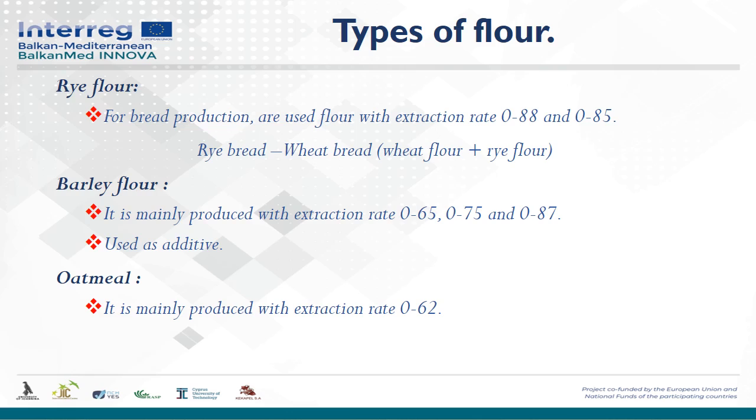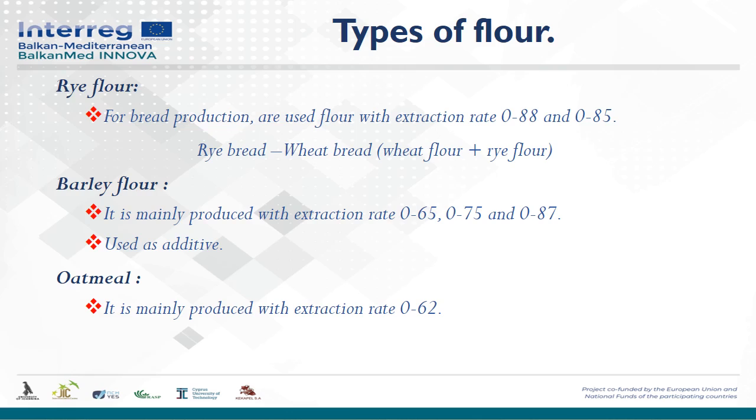Barley flour, while it is not known so much for human consumption, is mostly used for the beer industry, and it is mainly produced with extraction rates of 65, 75 and 87%. Mostly, barley flour is used as an additive.